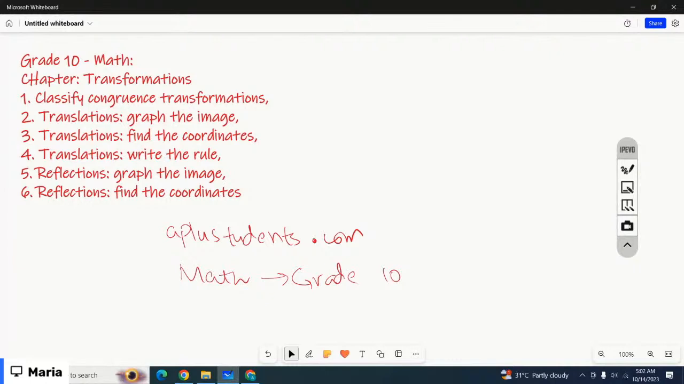We're going to start with the chapter transformations. The lessons we're going to cover today are classify congruence transformations, translations graph the image, translations find the coordinate, translations write the rule, reflections, and reflections find the coordinates. So let's just start with the first lesson, that is classify congruence transformations.